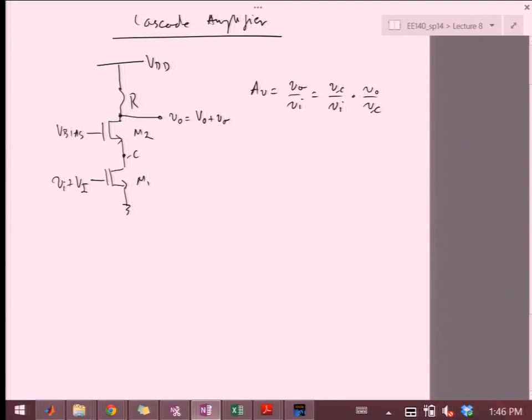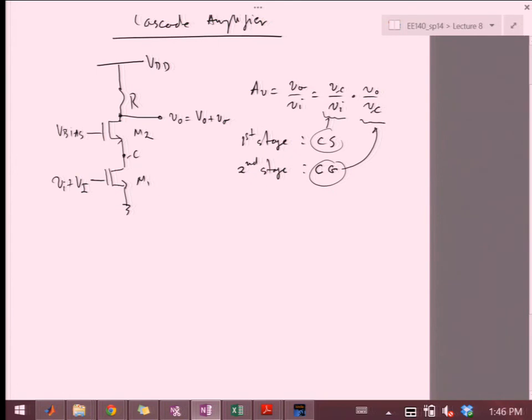Now, this is just to say that I've assumed that this is two amplifiers, right? M1 is one amplifier, the first stage, and M2 is the second stage. What's the first stage? What topology is it? Yeah. So first stage is common source, and second? Yeah. So common source is this piece, and then common gate is this piece.